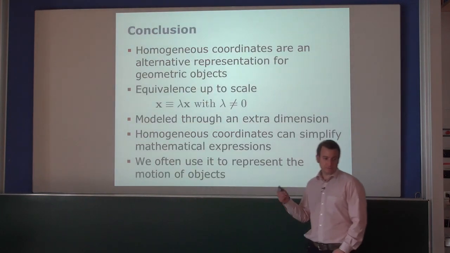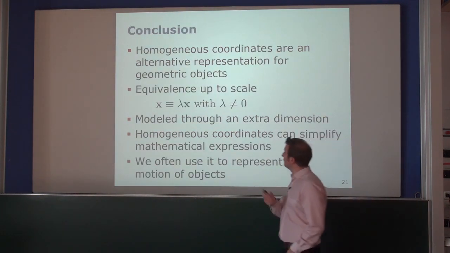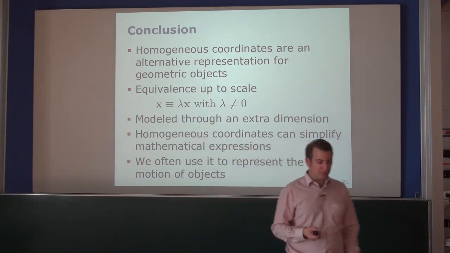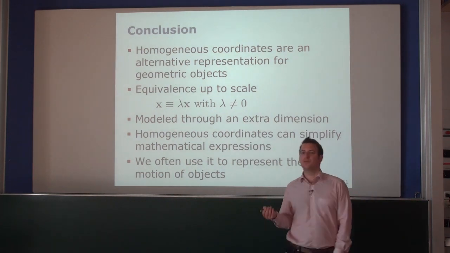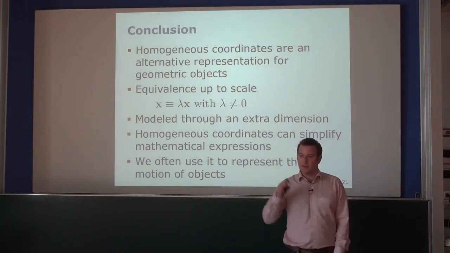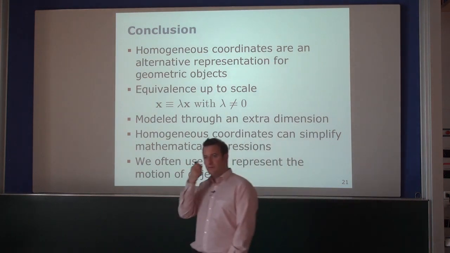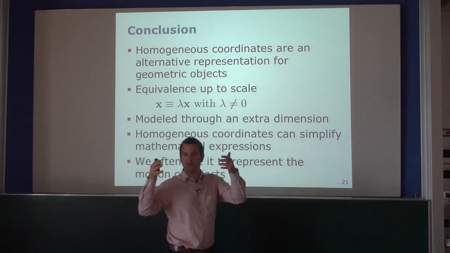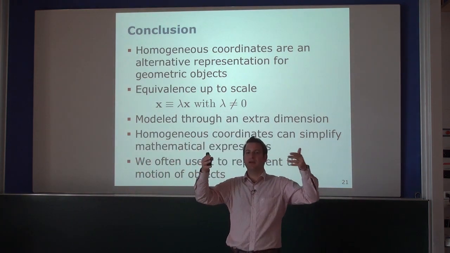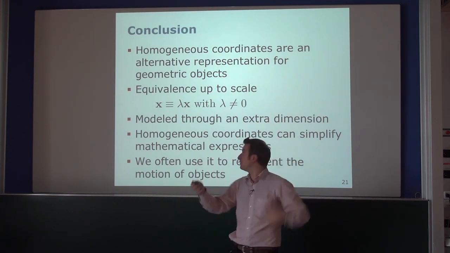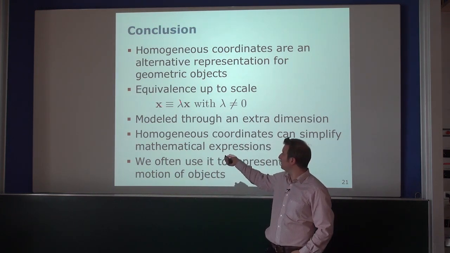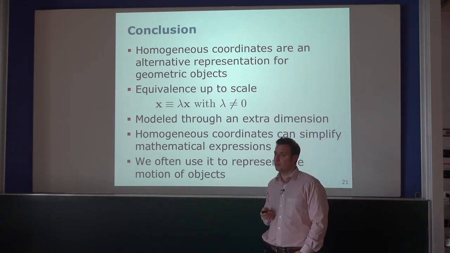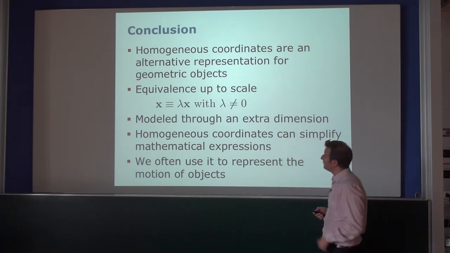To conclude, homogeneous coordinates are just an alternative representation to the Euclidean space for geometric objects, and it is a coordinate system which is used in projective geometry. The important thing is that I have geometric objects, vectors, and two vectors represent the same object if they are just scaled. So x is equivalent to any scalar times x, as long as the scalar is not equal to zero. That's the important definition here.